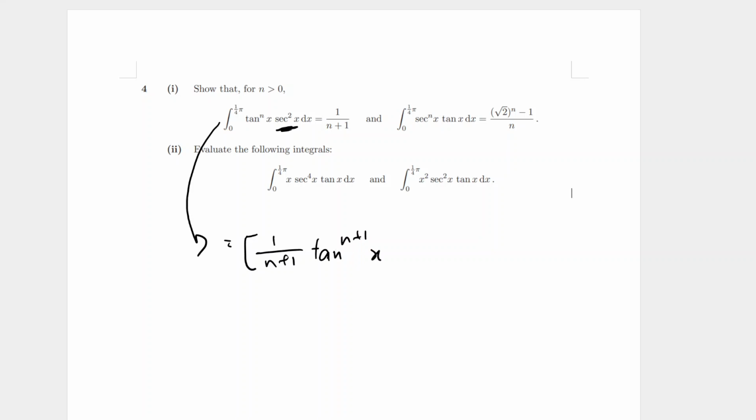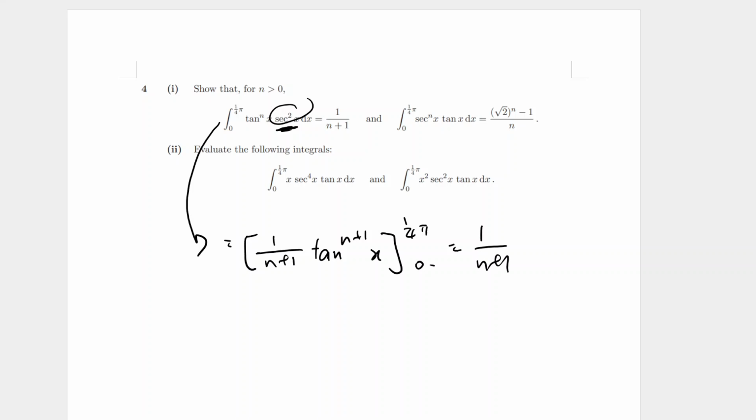And you can check, right? If you differentiate that by the chain rule, you get the sec squared that you want. With limits quarter pi and 0, that gives 1 over n plus 1. Trivial. Okay, the first part was quite chill.